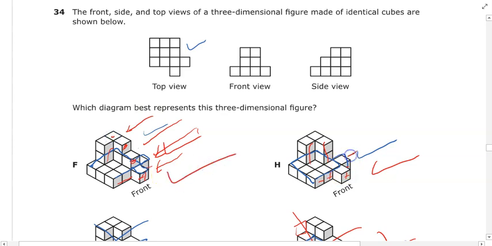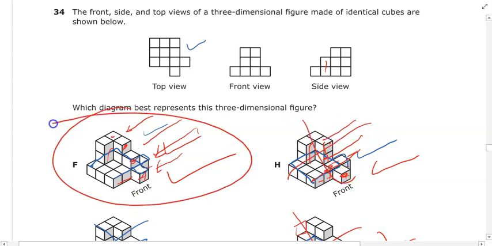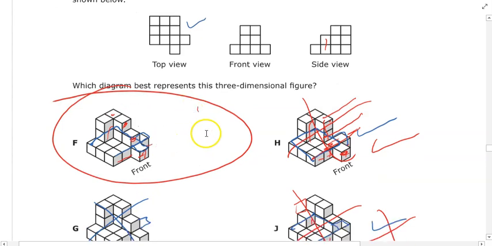Here on the second row, it's not too high. It's supposed to be 2 high right there. It's supposed to go from 1 to 2 high to 3 high to 3 high. So definitely not that one. It should be F. Sorry for all the ugly marks I put on there, but it is F.